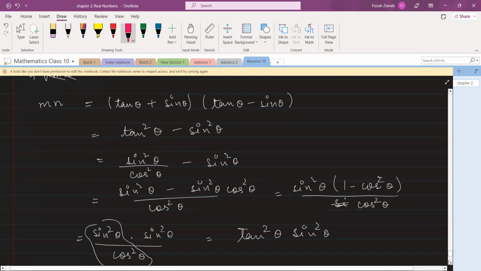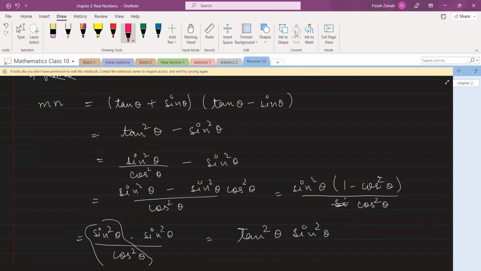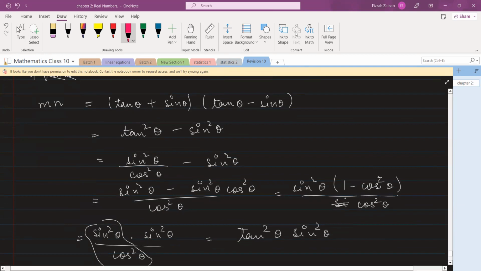Hamna, just tell me one thing. In the chapter of statistics, have you also done that less than and more than ogive in the school? No, ma'am. Okay. Yeah, because it's not written in the syllabus this time. So I also did not do it.